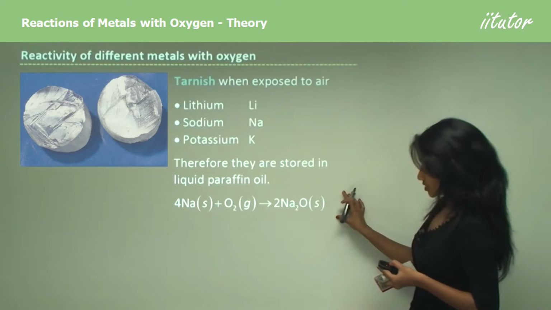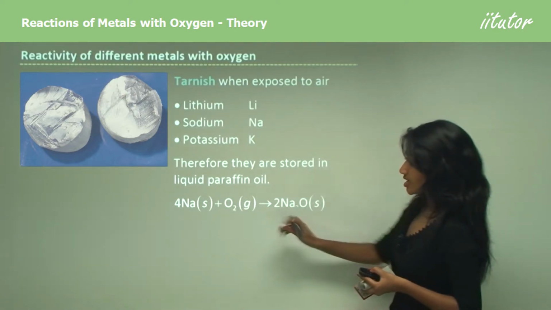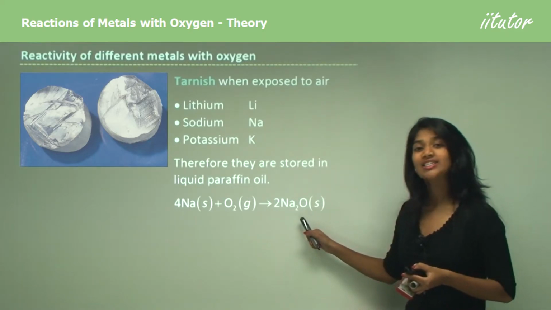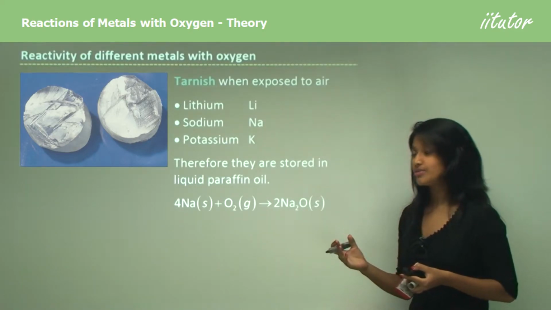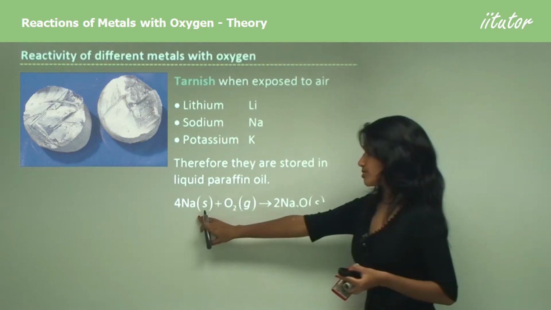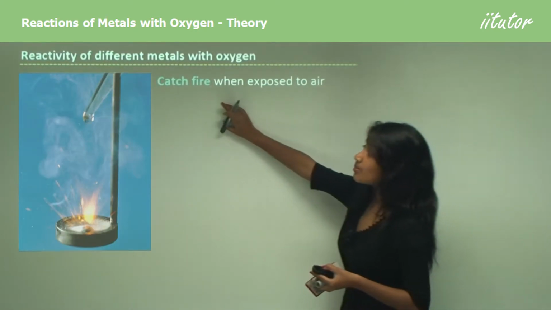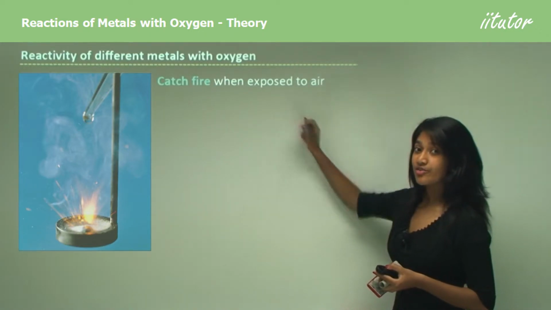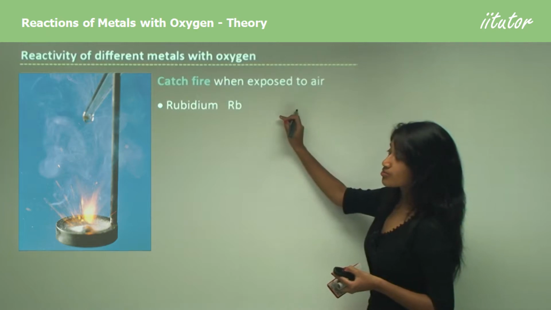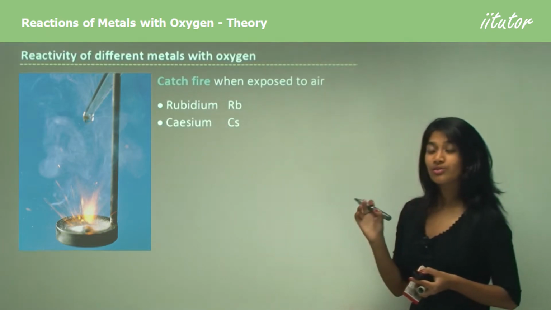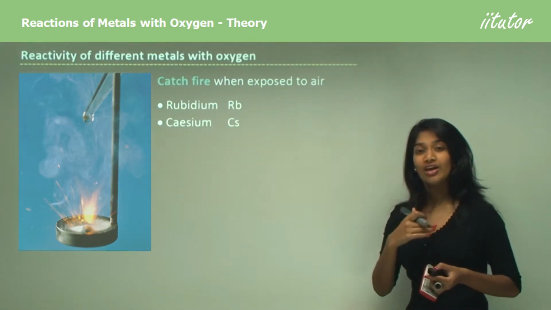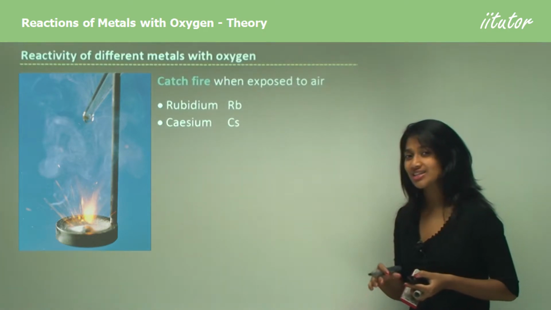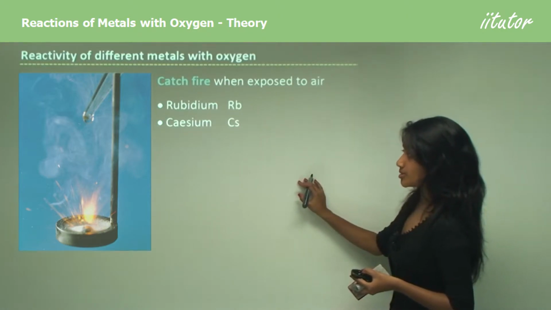So let's take an example of the tarnishing. Here we have sodium reacting with oxygen, and sodium oxide is a tarnished version of the sodium. So it'll be coated on the sodium here. Now, some of the metals catch fire when exposed to air, so these are very reactive, such as rubidium and caesium, which are among the most reactive. If you go to your left and towards the bottom of the periodic table, you'll find the most reactive elements over in the bottom left.